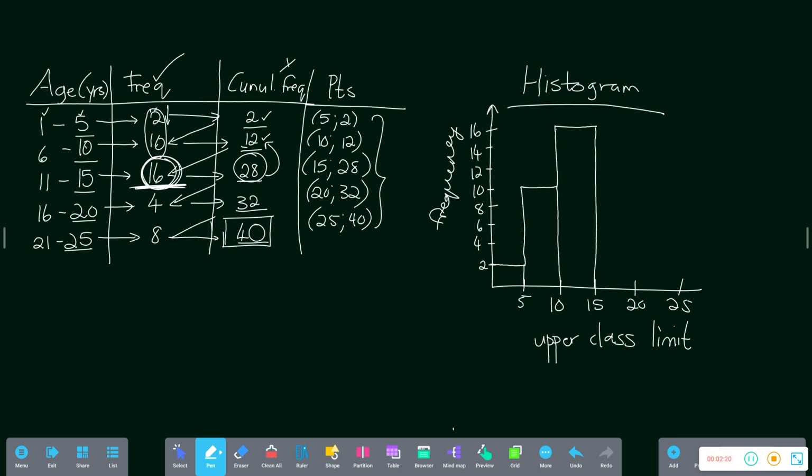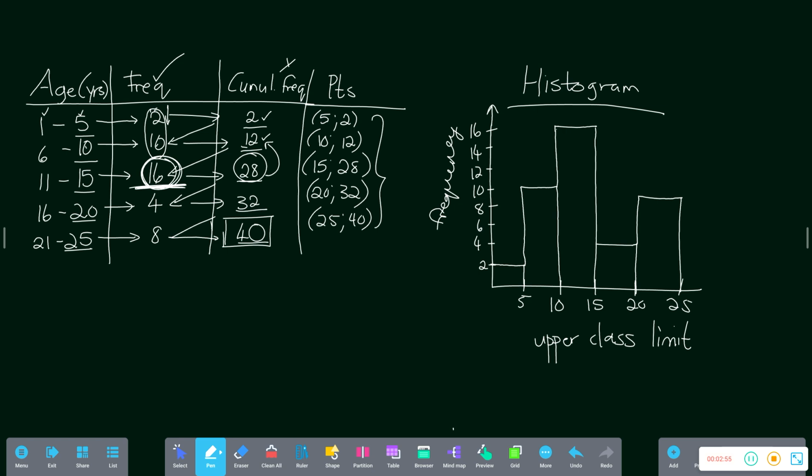Then from 16 to 20, we have 4 people. So the 4 is here, and I go across to the 20 there. And lastly, between 21 and 25, we have 8 people, so I go all the way up and then I go across to my 25 and there is my histogram. Nothing too complicated about this one.